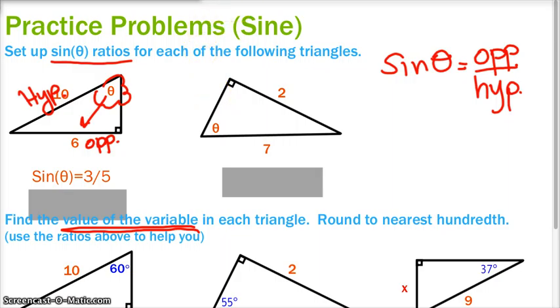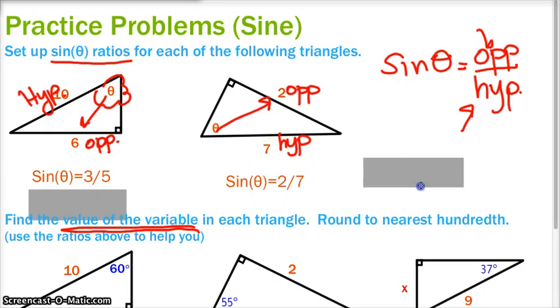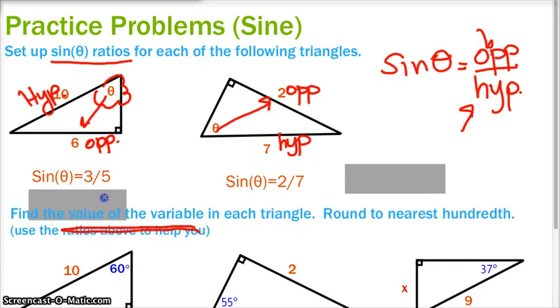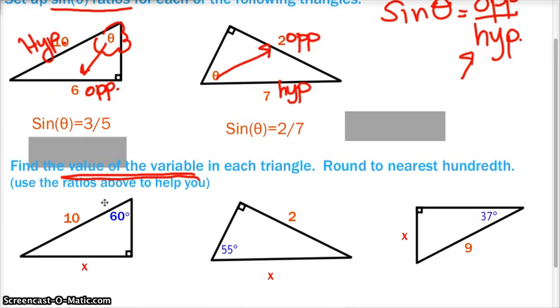And the second one, opposite, hypotenuse. So if you think about plugging those numbers into this particular fraction, sine of theta equals 2 over 7. Now that we've worked with setting up the fraction, let's deal with actually solving them. So notice the problem is nearly identical to the one above. The only difference is that the 6 has been replaced by a variable, and we're going to try to find out the value of the variable.